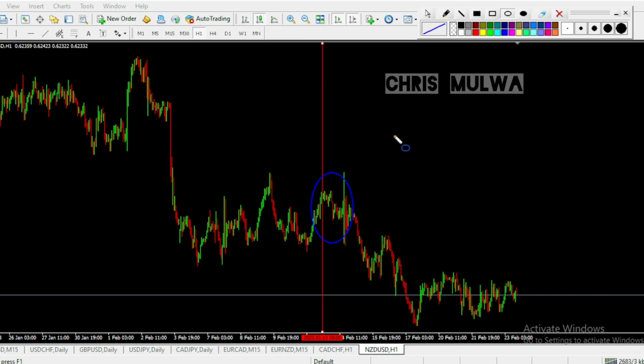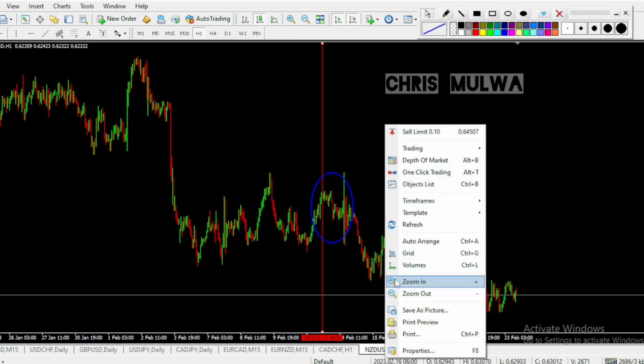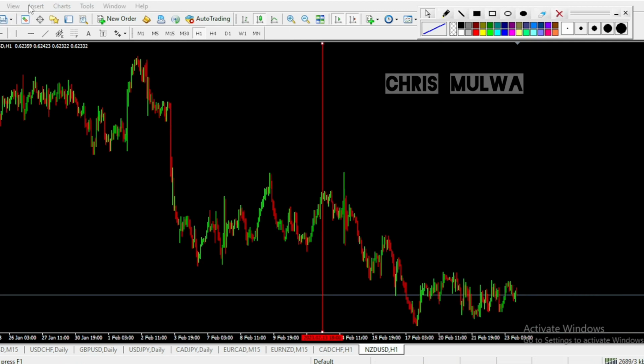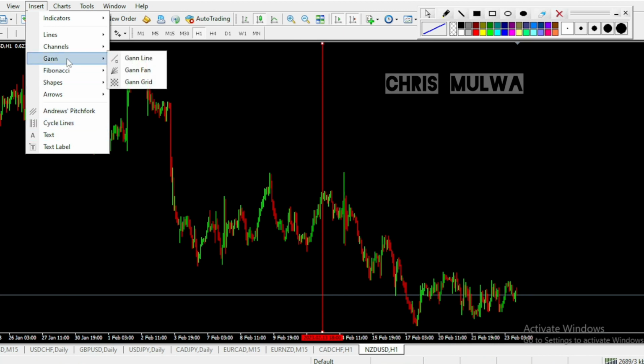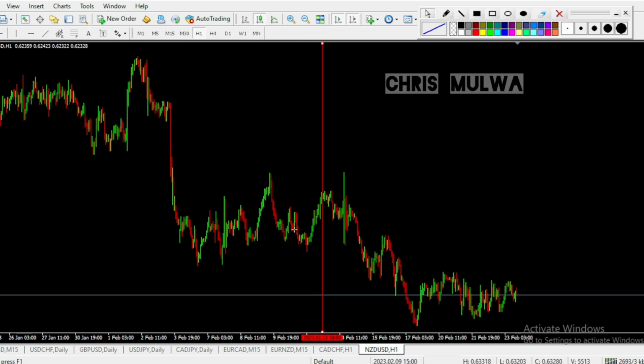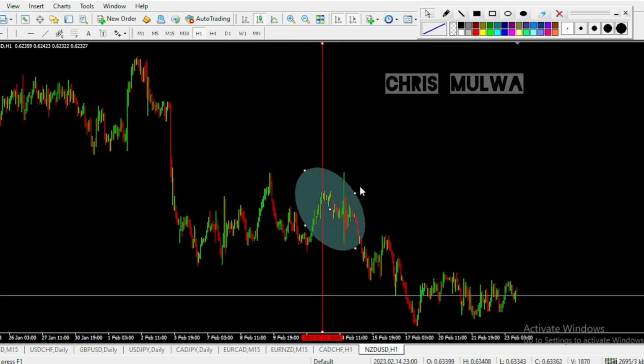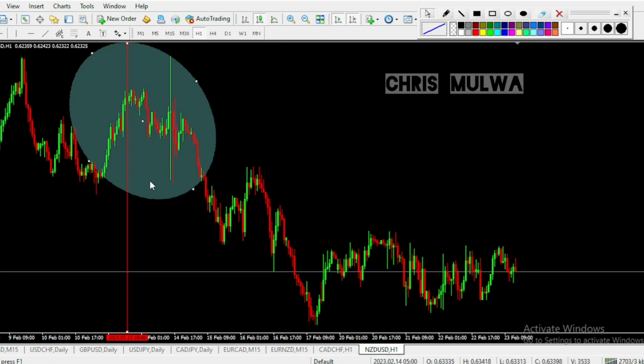Let me use the real objects. Let me not use this editor, because the real object moves. That is the good thing with it. So we go to insert, we go to shapes, then let me pick this, then I can expand it a little. We say that is what we are checking. Now we expand to look at what is happening now. This is the market now.